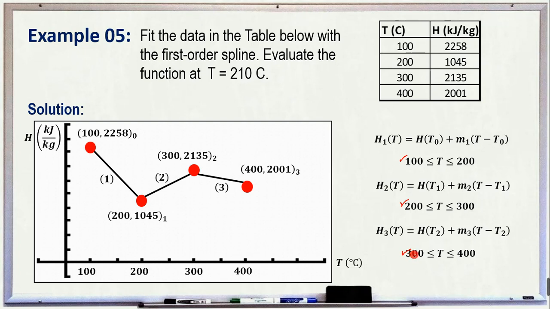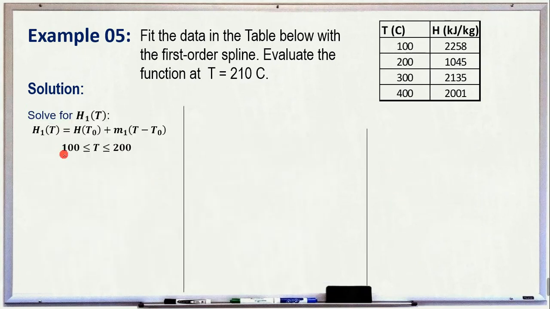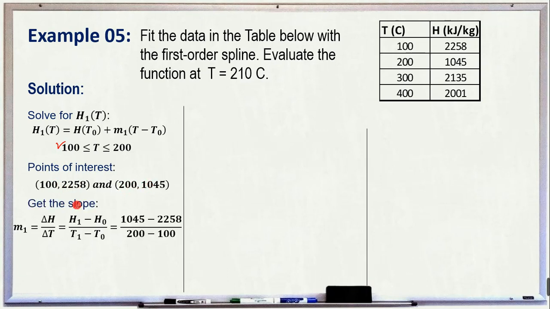Next, we're going to derive these three equations. So let's start with the first equation for enthalpy as a function of the temperature. So this is its format and this is its corresponding domain. The points of interest are the first 2 points. We have 100, 2258 and 200, 1045. We're going to get the slope. So the slope is equal to the change in enthalpy over the change in the temperature. So we have h1 minus h naught all over t1 minus t naught.